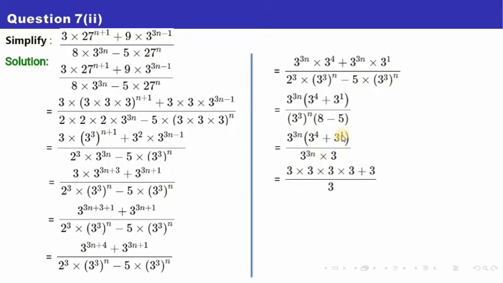Plus 3 to the power 1 is 3 only, divided by what is left here, 3, because this and this get cancelled, so only 3 is left in the denominator. So this is 81, plus we have 3 divided by 3, and how much is this? This is 84 by 3, and when you do the cancellation, your answer turns out to be 28. So you may pause the video and note down the solution.